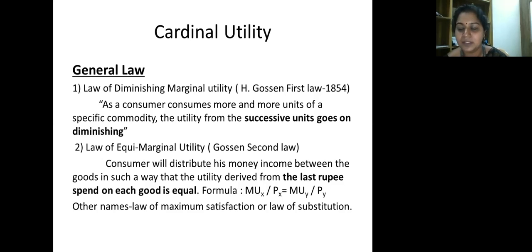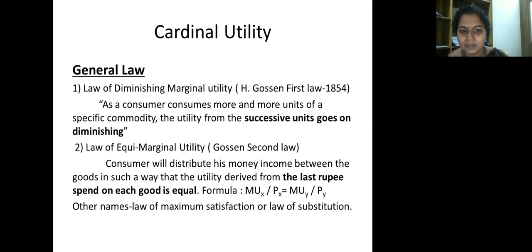When will I stop this substitution, withdrawing and purchasing more of the other product? When the last currency unit spent on both products gives me equal satisfaction, then there is no point in substituting, because from both products I'm getting equal satisfaction, right? So there is no superior or inferior product here. Both are balanced. So at that point, I will stop my substitution. That is the law of equimarginal utility. It is called Gossen's second law.